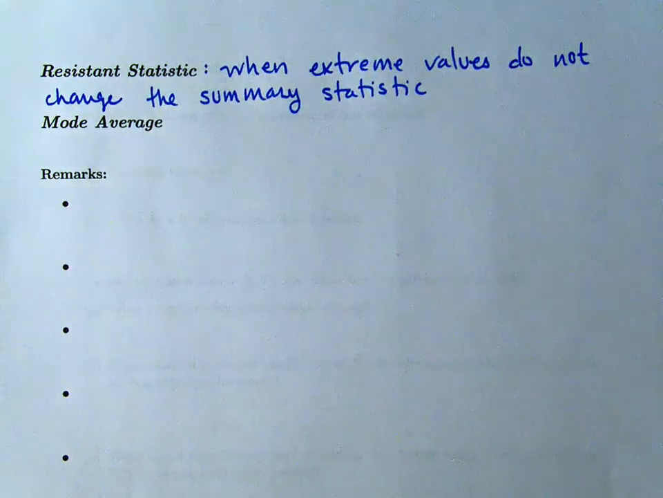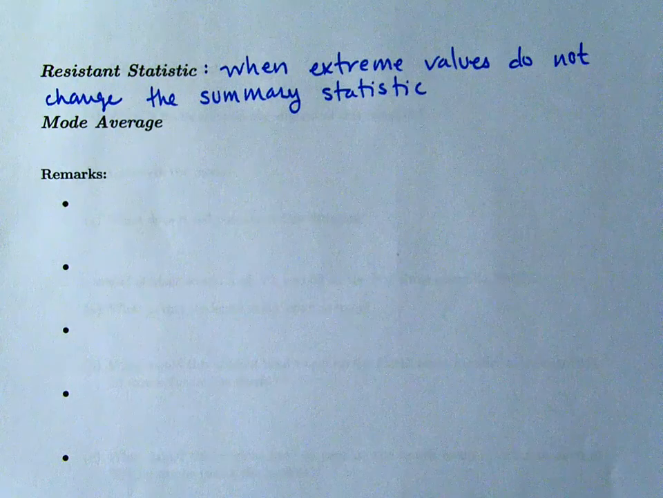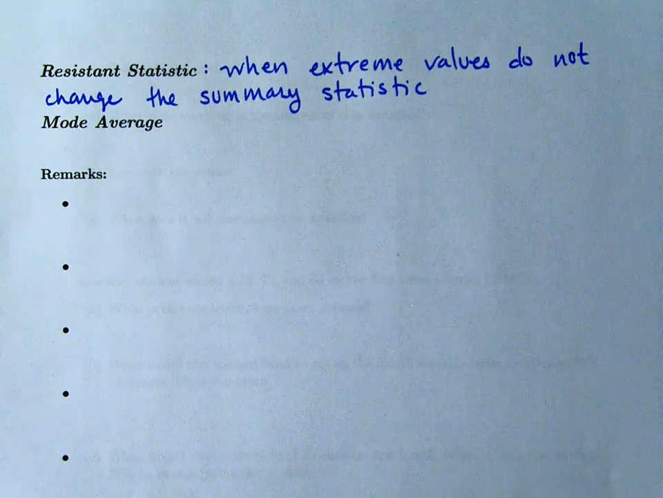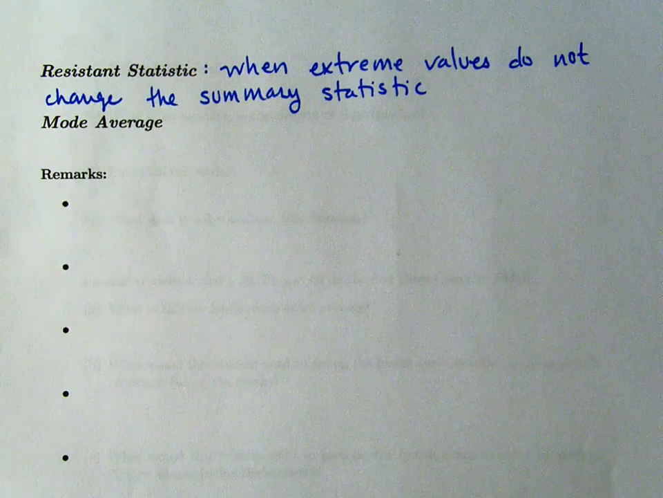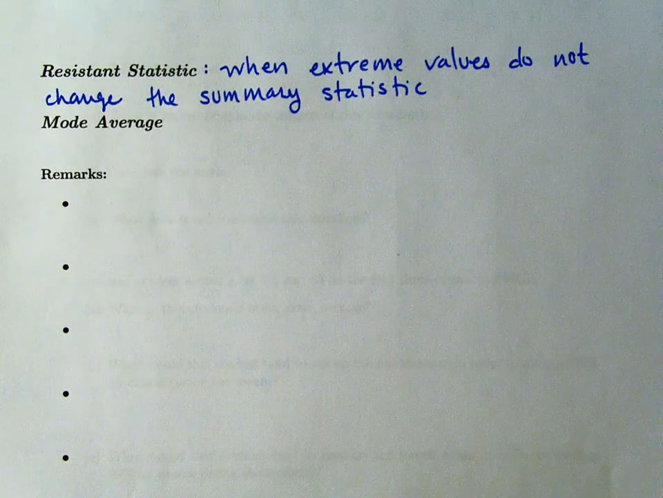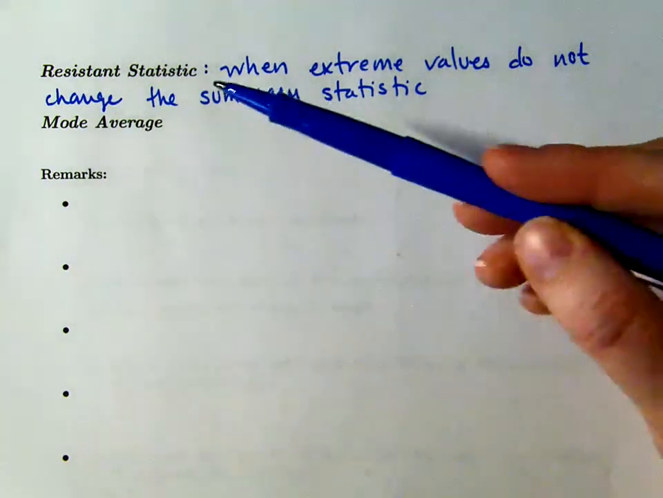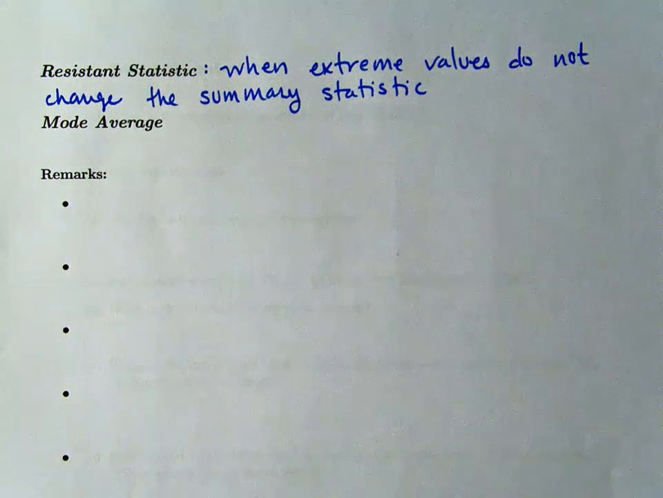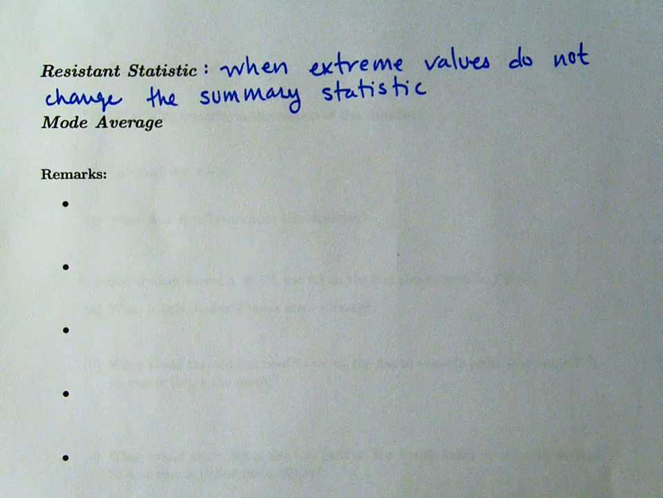When extreme values do not change the summary statistic, so the median was changed, but not by much. So it was more resistant than the mean, which went down by 2 minutes as opposed to half a minute. So we would say that the median is much more resistant to extremes than the mean, because the mean dropped by 2 whole minutes as opposed to half a minute.